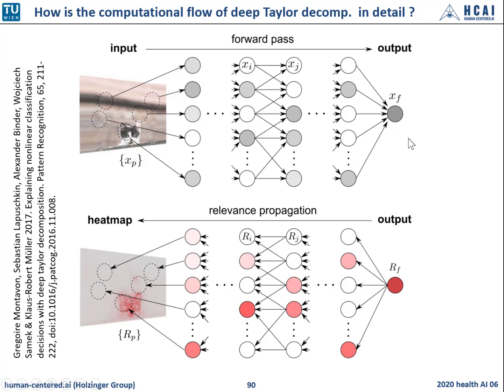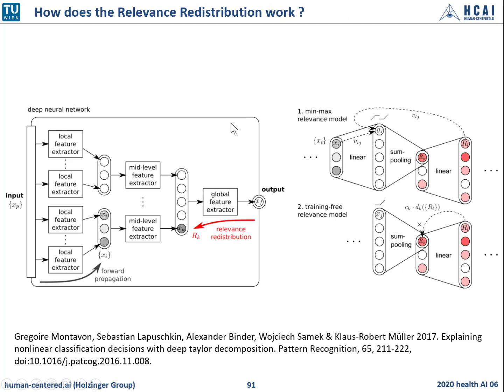xf. And the output neuron is assigned a relevance score, R of f is xf, representing the total evidence for the class cat. And now the relevance is backpropagated from the top layer down to the input, where Rp denotes the pixel-wise relevance scores that can be visualized again as a heat map. And then you see what contributes here to a cat classification.